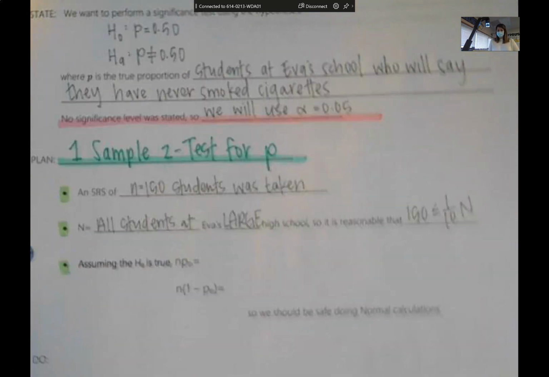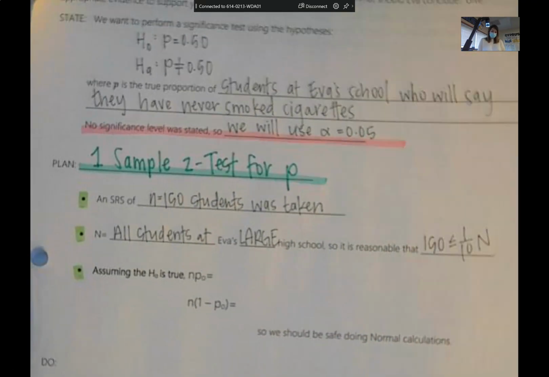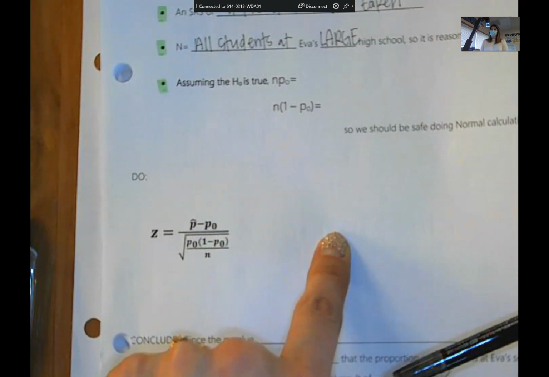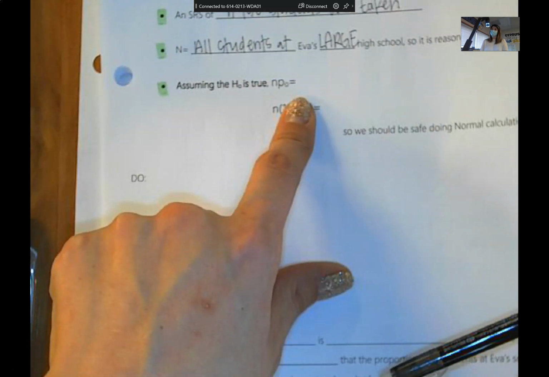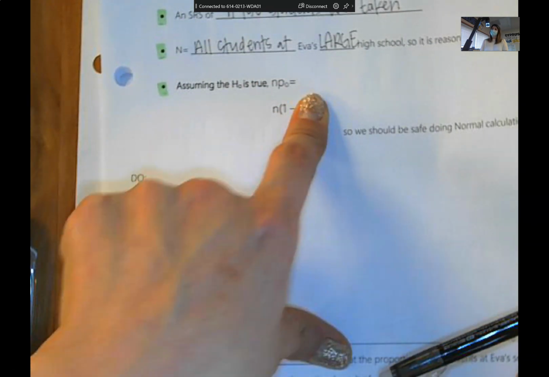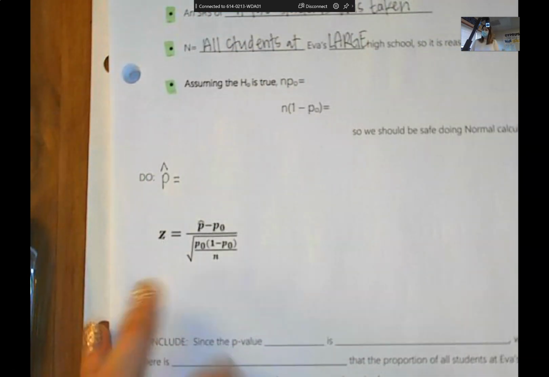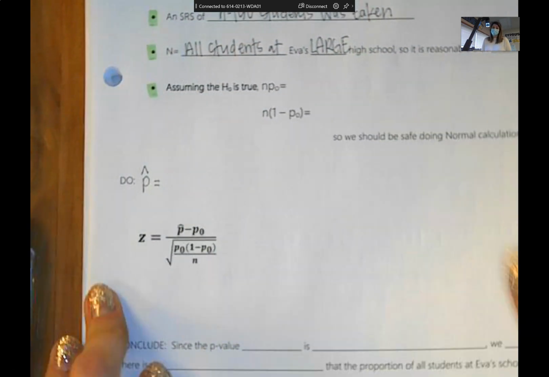Okay, I want you to try the rest only to the Z. So you'll get a Z value here and then stop. So check your large counts, find your p-hat, use that to find your Z, and then we'll check back in to draw the normal curve together.